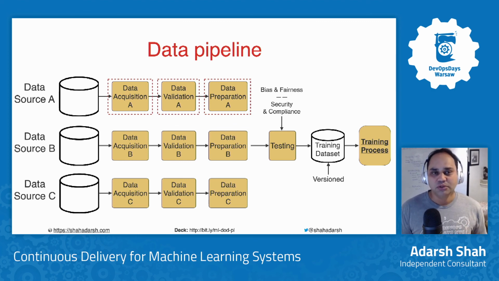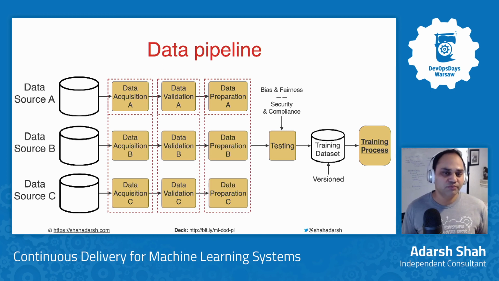So that brings us to the third step, which is data preparation, right? You have to do things like data normalization, data transformation, any feature extraction, all of that to make sure that data is in a good state to be passed to the training process. And then you do it for all the various data sources.